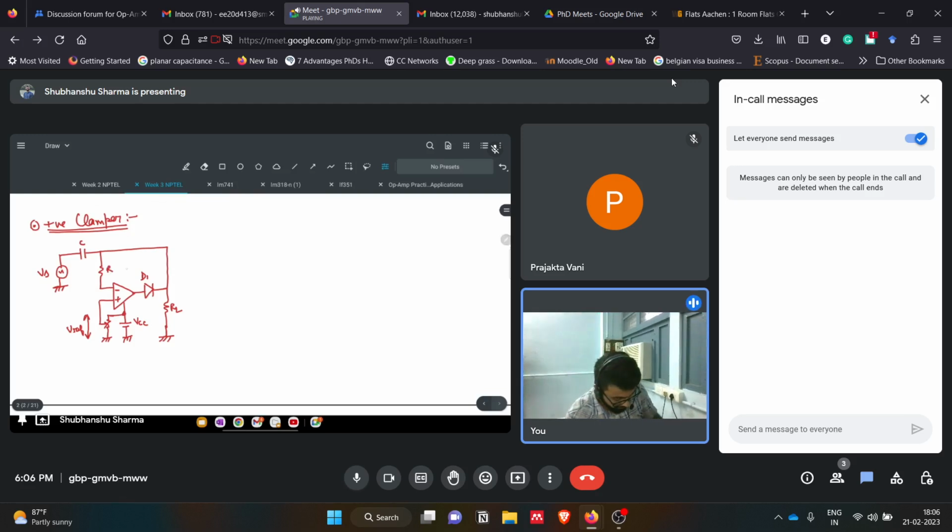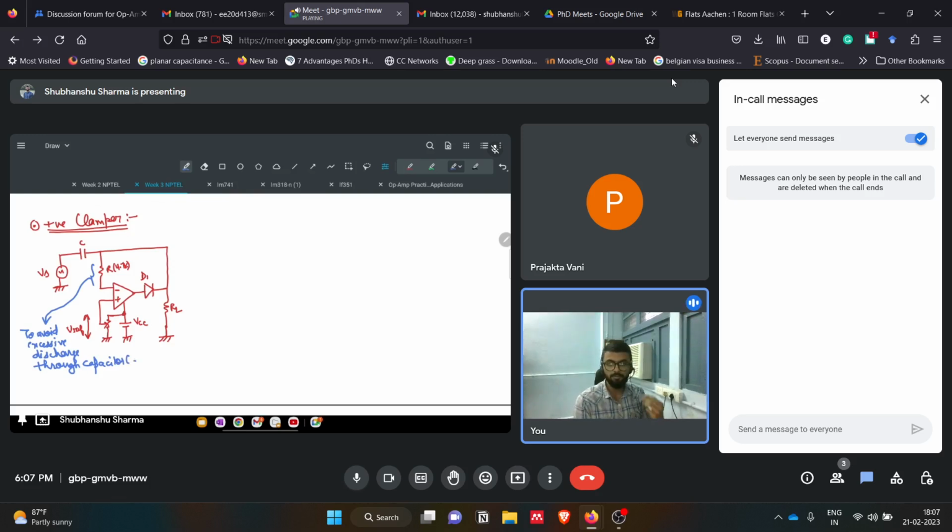In that week we saw this resistance to be 4.7 k. This resistance we normally take so as to avoid excessive discharge through the capacitor. I will write this also: we use this resistor to avoid excessive discharge through capacitor C.